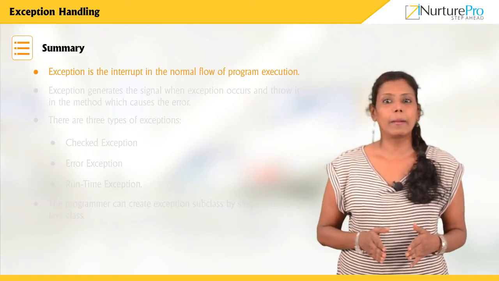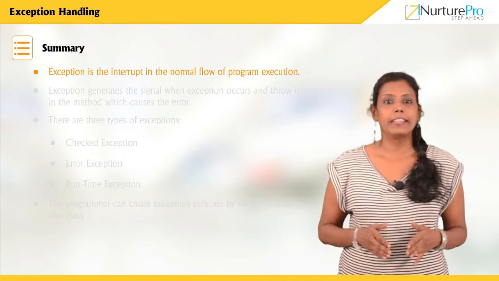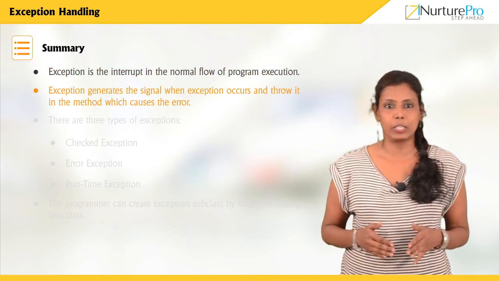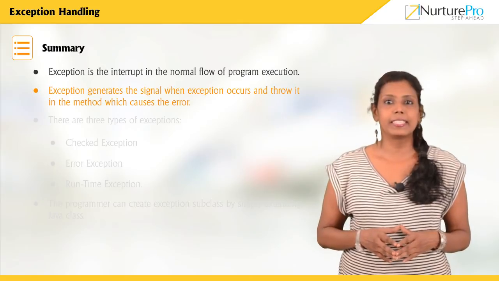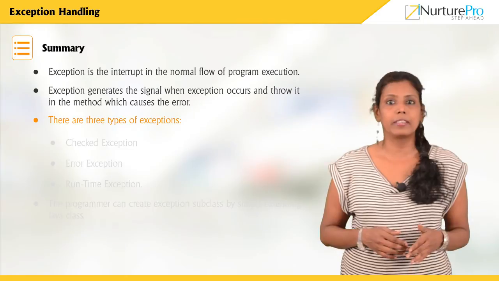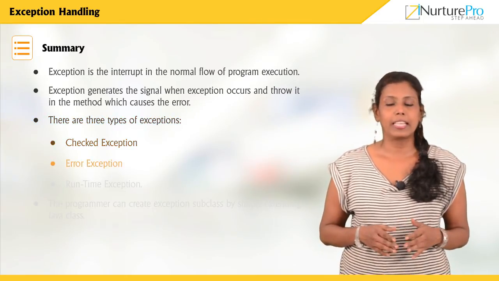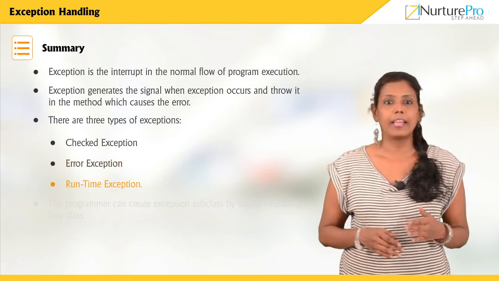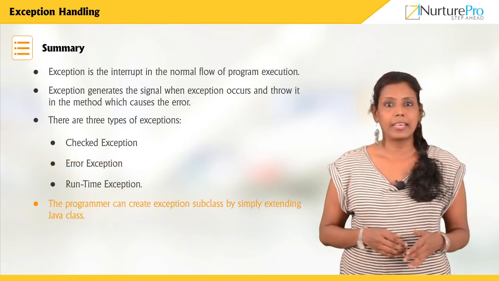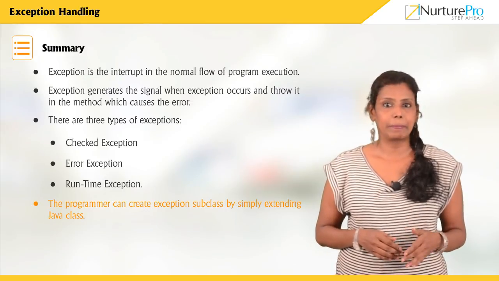Let us have a quick recap of what we discussed. An exception is an interruption in the normal flow of program execution. An exception generates a signal when it occurs and throws it in the method which causes the error. There are three types of exceptions: checked exceptions, error exceptions, and runtime exceptions. The programmer can create an exception subclass by simply extending a Java class.